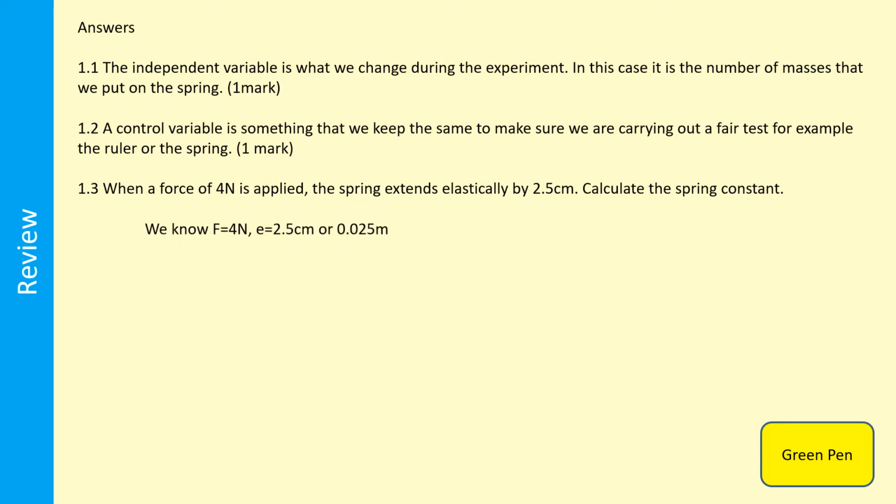So, in this case, we know that the force is 4 newtons, and we know the extension is 2.5 centimeters, or converting it to meters, 0.025 meters. Then we know our formula, F equals k e, which we can rearrange to give k equals F divided by e. Substitute in the figures, put it into your calculator, and you get k equals 160 newtons per meter.